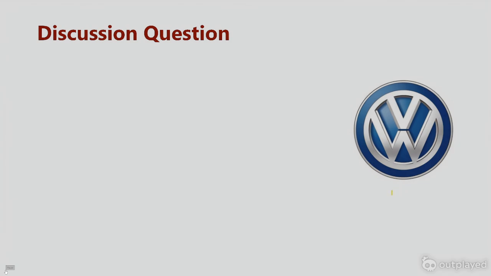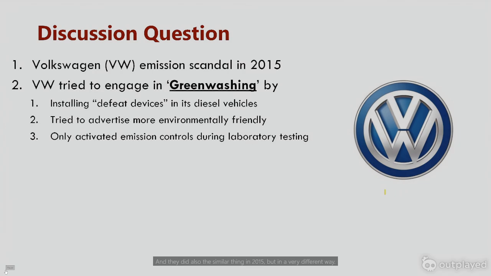So hopefully this one is a much easier logo for you to recognize. Volkswagen, right? They also did a similar thing in 2015, but in a very different way. They wanted to engage in what's called greenwashing. This is a newer terminology: if a company wants to improve its societal or environmental impact, but not fundamentally, and instead does superficial policies to improve those impacts without any fundamental change, that's the case we call greenwashing.